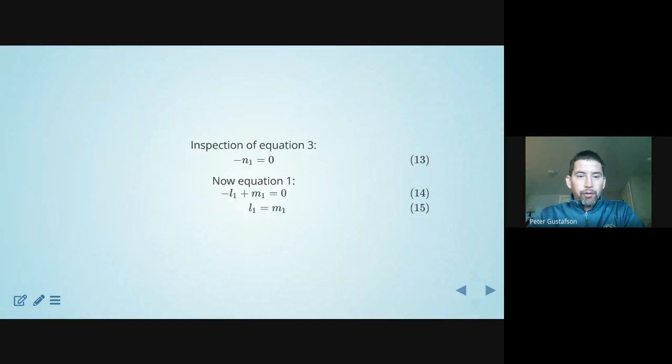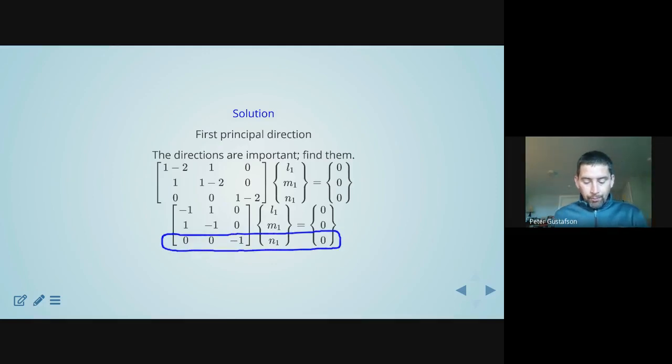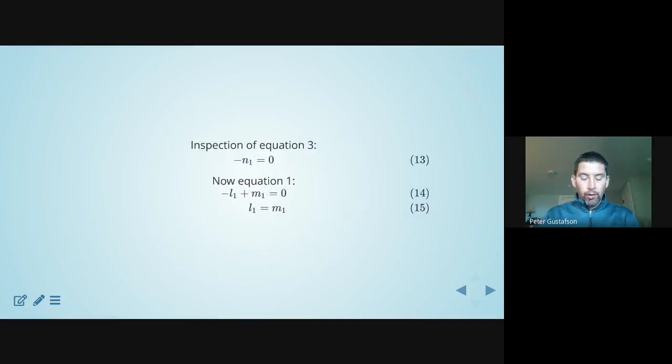So this is a rather trivial exercise. Just looking at equation 3, let me go back to equation 3 for a moment. That's this equation. If we examine that equation alone, what we see immediately is that N1 is 0.